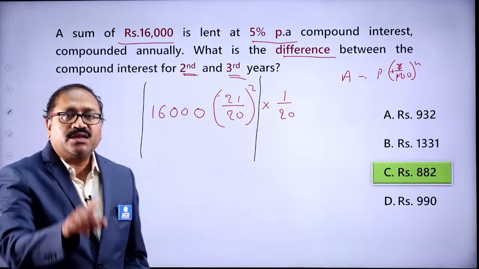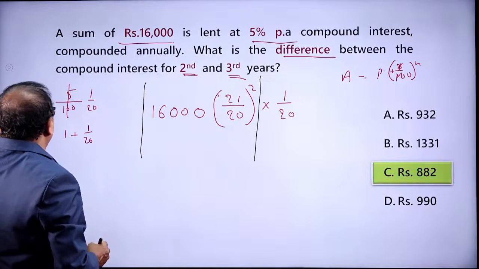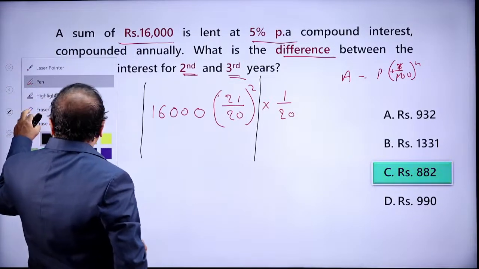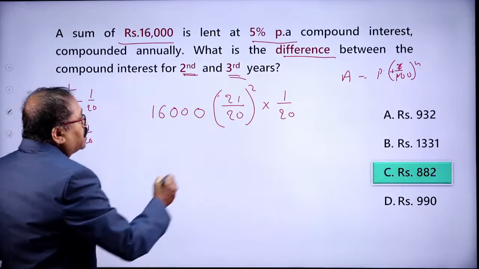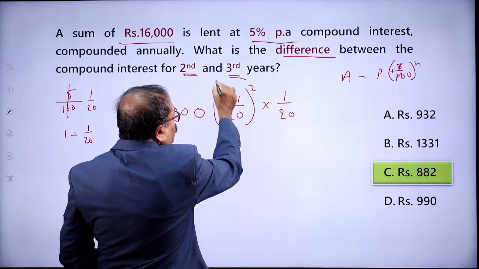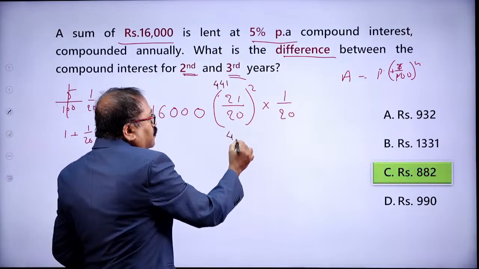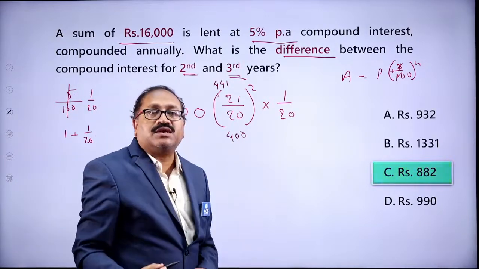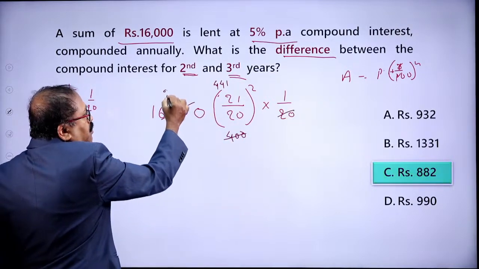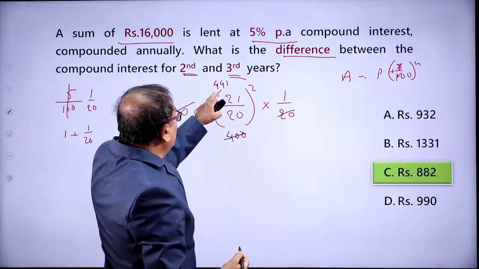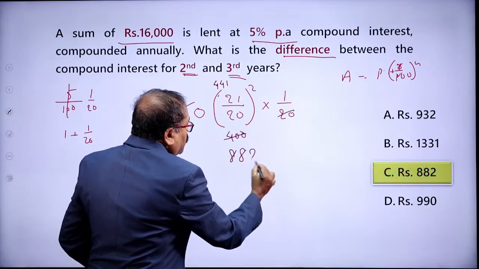Okay, let's check that. It's option C. The rest is a basic calculation, as I discussed. So let's take the calculation over here. This will be erased. 21 square is 441, and here it is 400. And 400 into 20 comes to 8,000. So with 8,000, when I cancel this, I'll be getting 2. So the overall 441 into 2 gives 882.